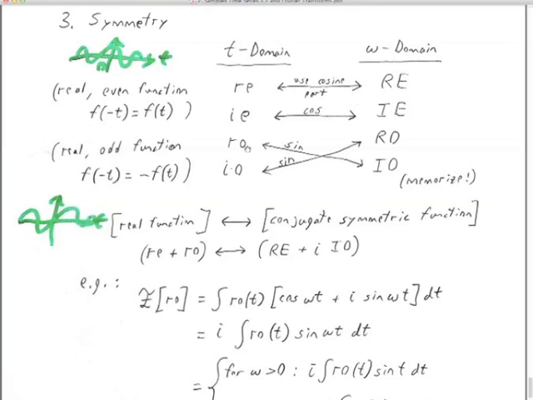in the frequency domain. It's still even, it's still imaginary; these are Fourier duals here in the omega domain. However, if you have an odd function, it activates the sine part of the transform, which is now on the imaginary part, and so it turns the real odd function into an imaginary odd function.